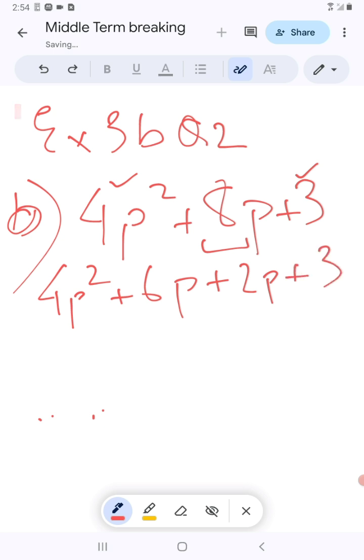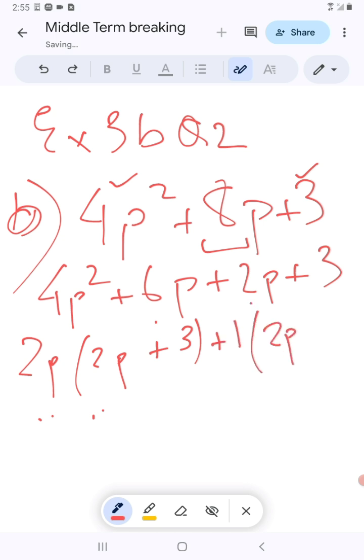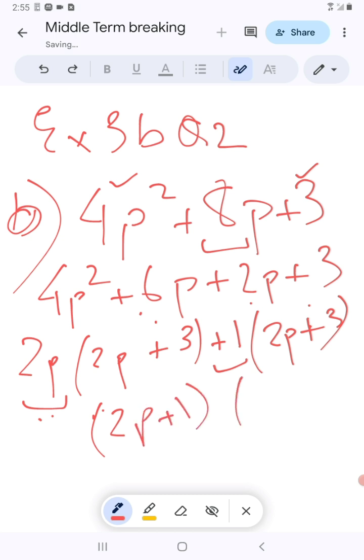Okay, now taking out the common, 2p will be taken common here. 2 multiplied by 2p makes a 4p square, agreed, and 2p multiplied by 3 makes a 6p. Now over here nothing is common, so I'll take out 1 over here. 1 multiplied by 2p is a 2p and 1 multiplied by 3 is a 3. So here I have got my two brackets same now as well. So whatever is outside, 2p plus 1, I'll put that in a bracket form. So 2p plus 1 and this one is 2p plus 3.